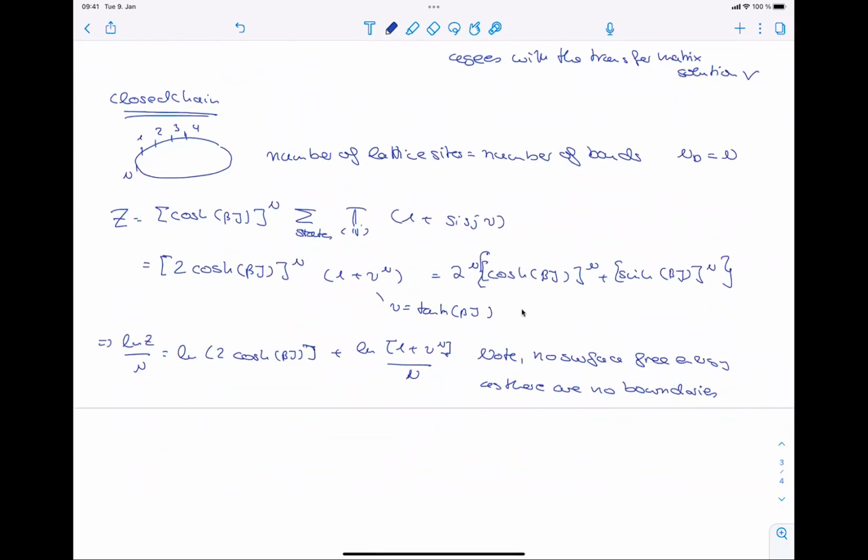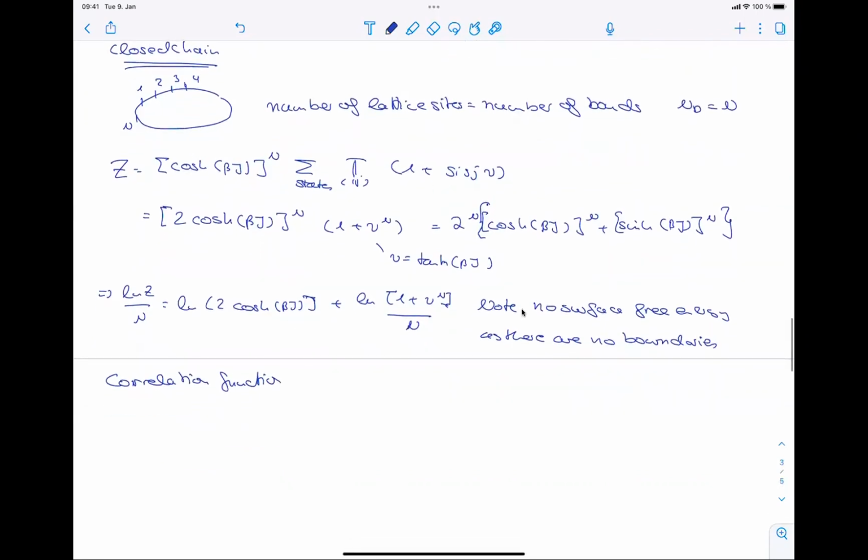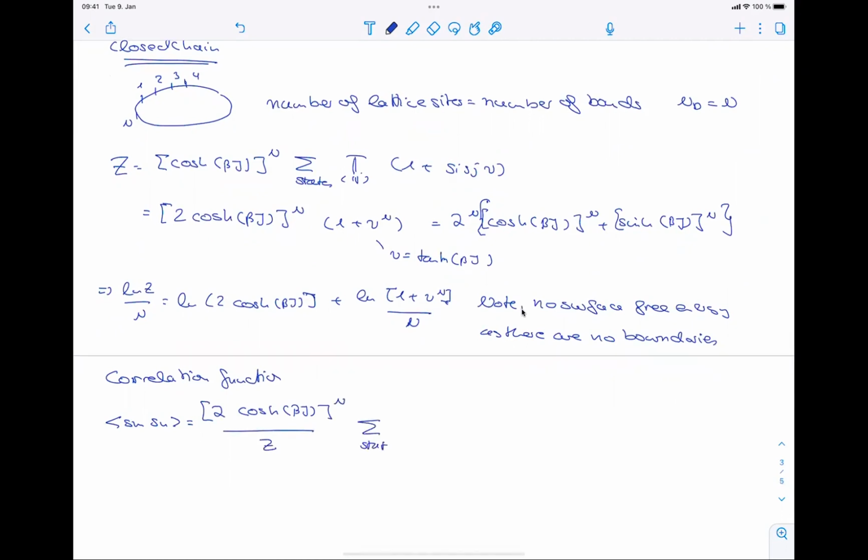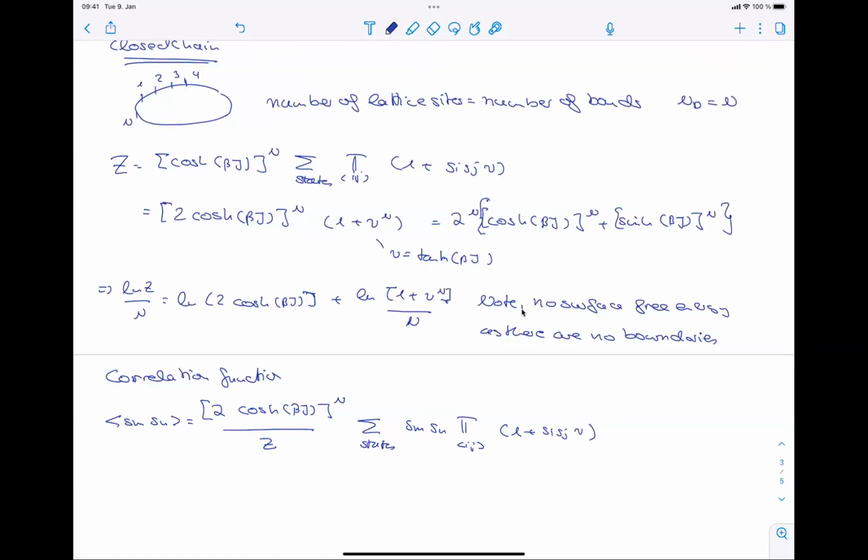And similarly, we can write down the correlation function, again copying down these prefactors over the partition function and then summing over the states. Now S_m S_n times (1 + S_i S_j v).